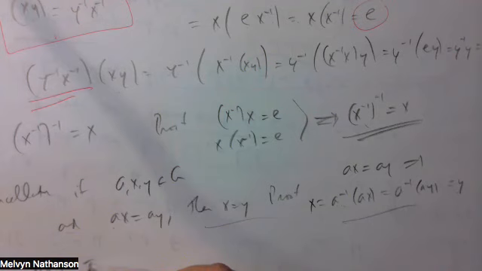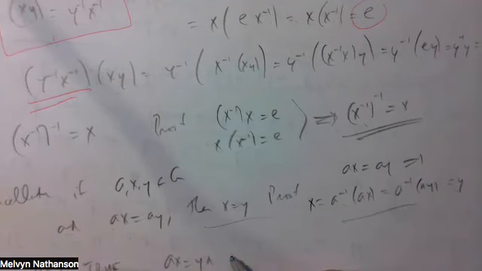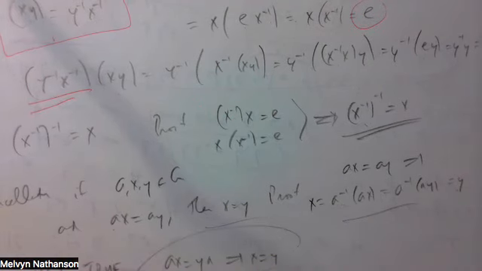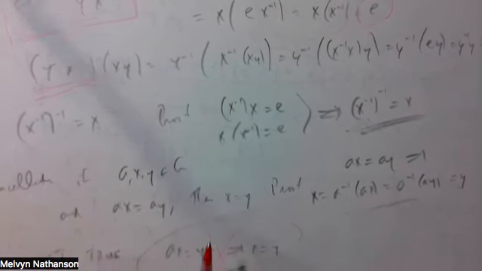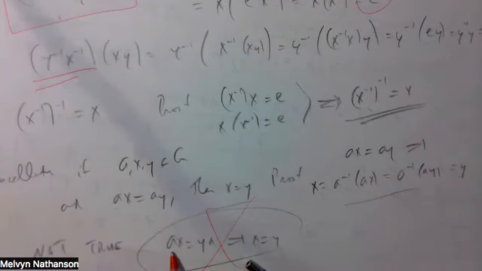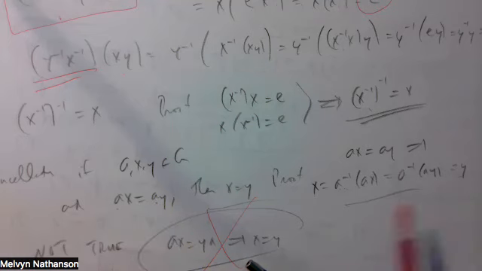It is not true always that if ax equals ya, that implies x equals y. So this might happen in some cases, for example, if the group is abelian, but in general, that's not true. You can only cancel an element if it's on the same side, on the left or the right, on both sides of the equation. So left multiplication of x by a equals left multiplication of y by a. You can cancel the a's and get x equals y. But not this.